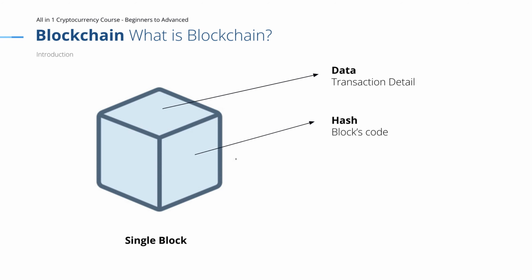The second constraint is a hash. A hash is a block's node, or you can say it's the serial number of each block, which represents the block itself. And the third constraint is the hash of the previous block. So it contains the hash of the previous block. This is how the blocks connect to each other.